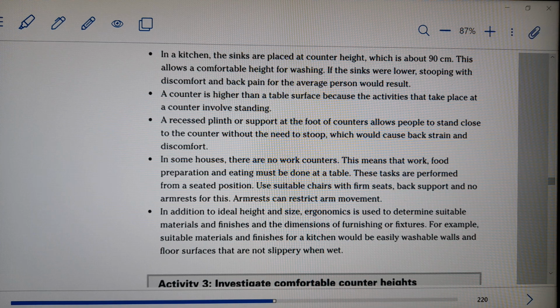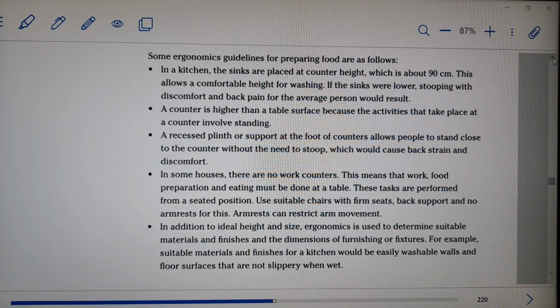I need to go back a bit. Some ergonomics guidelines for preparing food are as follows. In a kitchen, the sinks are placed at the counter height, which is about 90 centimeters. This allows comfortable height for washing. If the sinks are lower, stooping with discomfort and back pain for the average person would result.